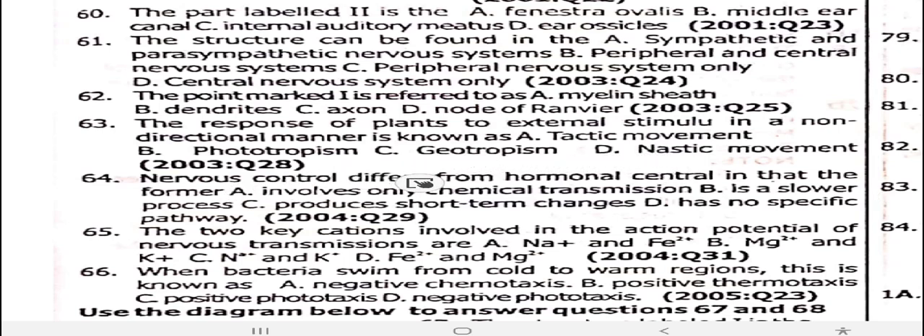64. Nervous control differs from hormonal control in that the former produces a short-term response. Nervous control, the responses are short-term, while hormonal control, the responses are long-term. 65. The two key cations involved in the action potential of nervous transmission are sodium and potassium. Option C is not supposed to be nitrogen. There's a mistake there. It's supposed to be sodium and potassium.